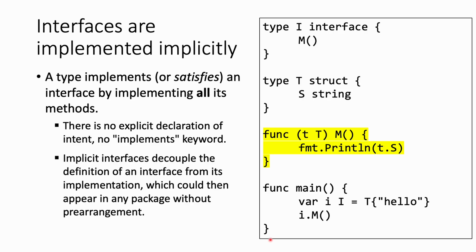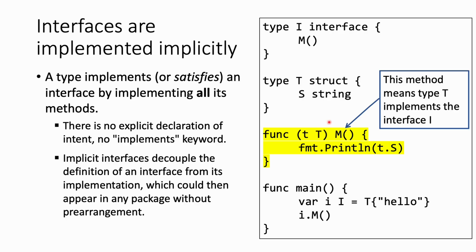For example, in this program, we have the interface I that has only one method signature M, and we have a struct type named T. And so then we have the method with the method name M, and with the receiver of type T. So this method means type T implements the interface I. So there's no word implements and nothing that clearly says that type T implements the interface I. The implementation of type T of the interface I is implicitly declared by the existence of this method.